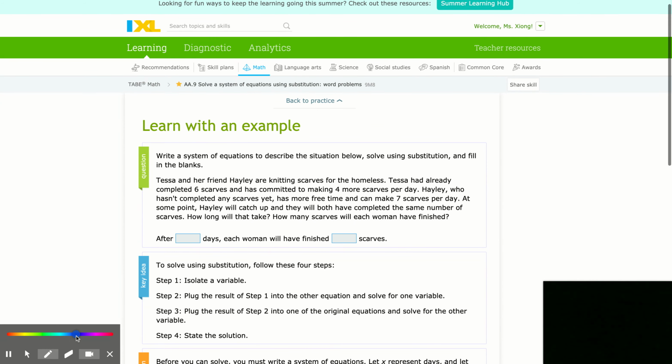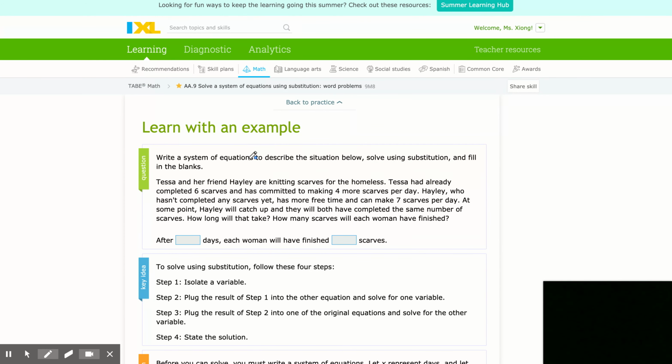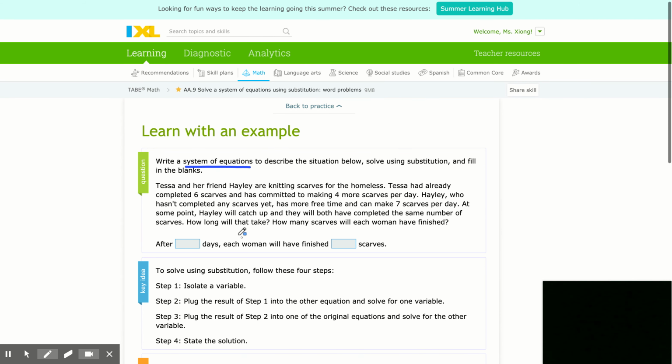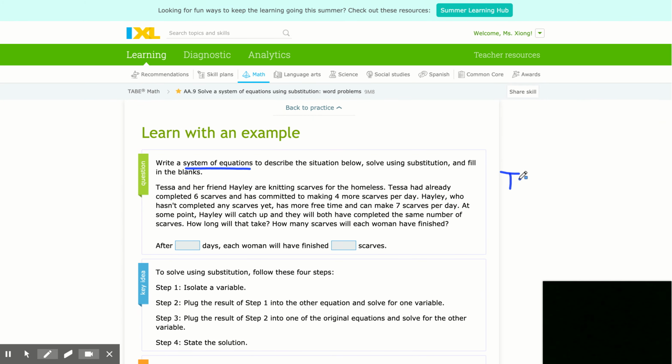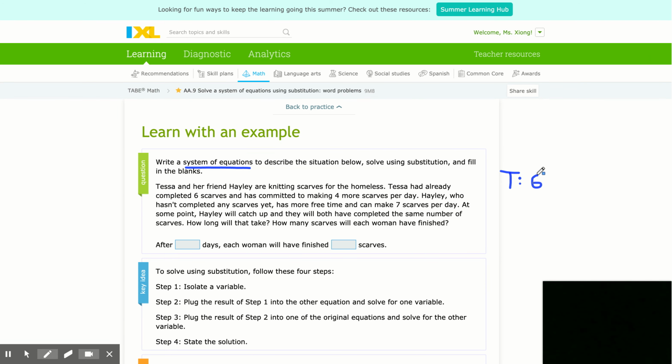First, read the story and try to figure out the system of equations. So basically, how many equations will you have? Please write them out. In this situation, we will have two. All right, so Tessa and her friend Haley are knitting scarves for the homeless. Tessa had already completed 6 scarves. All right, so I'm gonna put this is for Tessa. All right, so I know she has 6 scarves already.